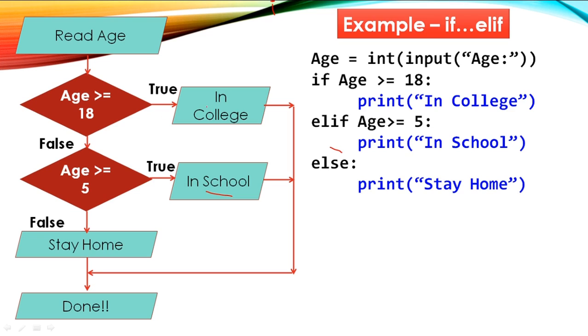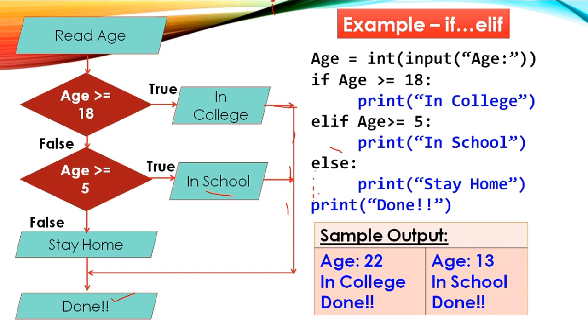After executing the true part, that is in college, the program control is passed to this done part, and also after executing the in school part, the program control is passed to done, and here also the last done is executed. So this done should be outside the if block, so this done should be written here without indenting. Print done should be written. This is the program for this flowchart. The sample output is also given. If the age input is 22, greater than or equal to 18, the condition is true.